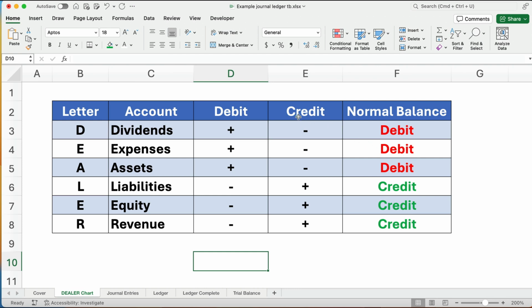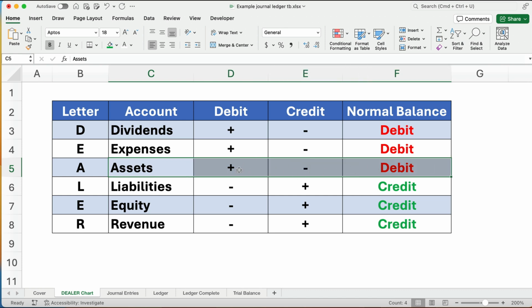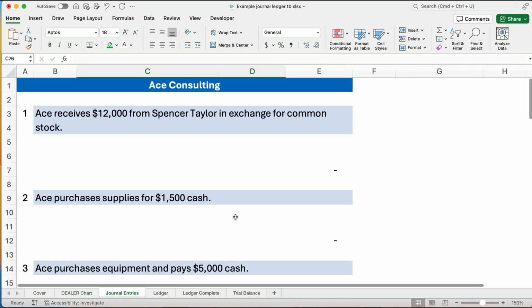So for example, anytime we have an asset and it goes up, we're going to debit that. Anytime it goes down, we're going to credit that account. So cash is our asset that we probably use the most. Anytime we receive cash, we're going to debit cash. Anytime we pay cash, we will credit it. All right, so let's get started with journal entries.